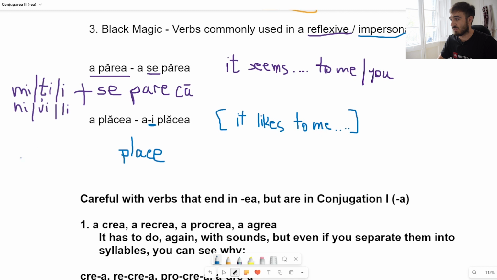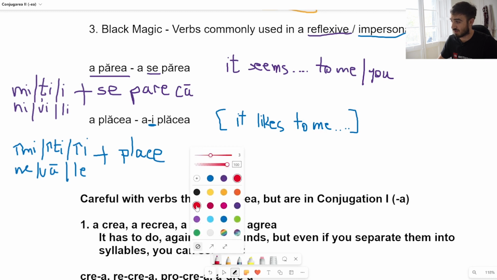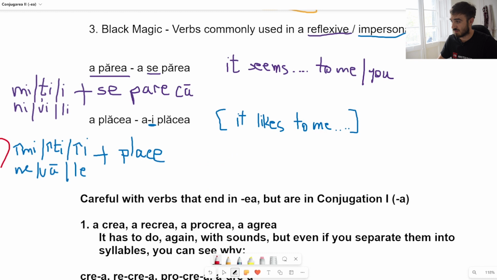And then you have other pronouns that you add in front. Which is îmi, to me. Îți, which is to you. Îi. Oops, that's an ă. And then ne, vă, and le. So to say I like, you say îmi place. Okay, very, very important. Because this one is very common, right? This is a very common verb.